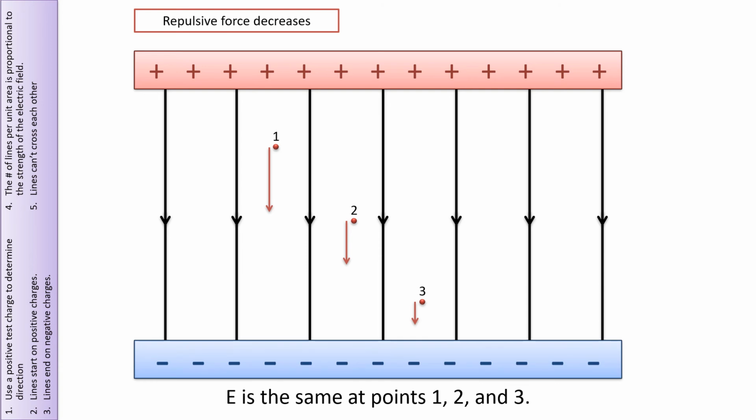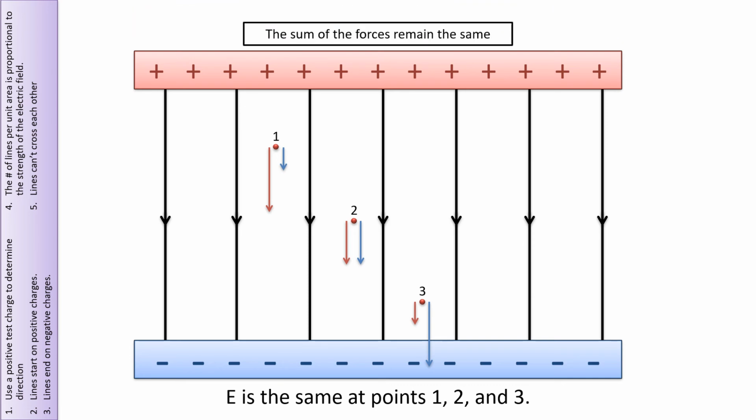And if you have a positive test charge, it's going to be attracted to that negative plate on the bottom here. So if you're far away, you're not going to be as attracted, but as you get closer, you're more and more attracted to the negative plate. And the electric field is the combination of both. So the attractive force increases as the repulsive force decreases. The sum of the forces remains the same. Let's do the vector sum of those red and blue arrows. How do you add vectors? Head to tail, head to tail, head to tail. And the magnitude of the sum is the same. So that means the electric field strength is the same at all points in between those two oppositely charged plates.